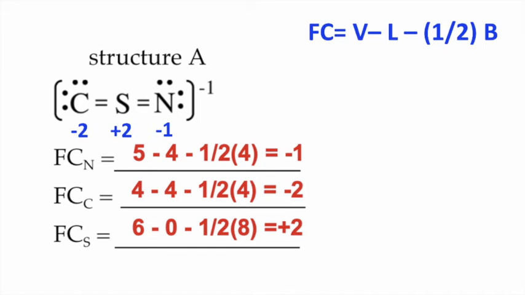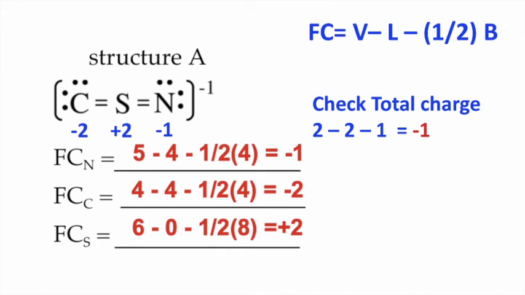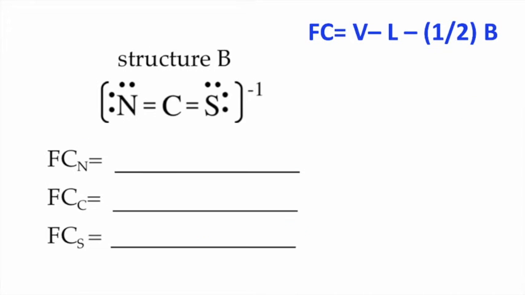Okay, so those are our formal charges on this particular structure. When we check this and add them all up, we see that our total is -1, and that is the charge on the anion. So this all checks out. We're good here. Let's go on to structure B, and we'll take a look at the nitrogen first.